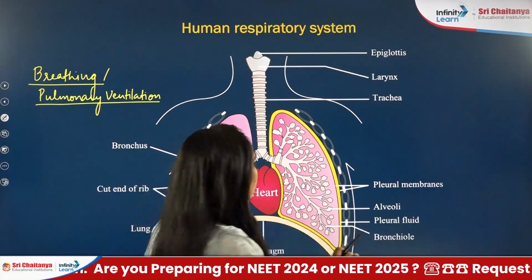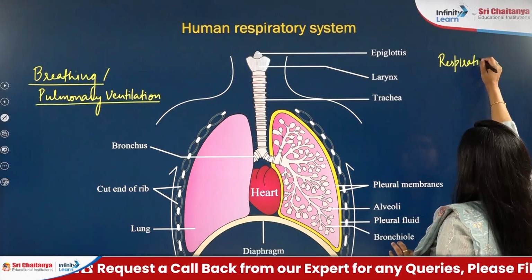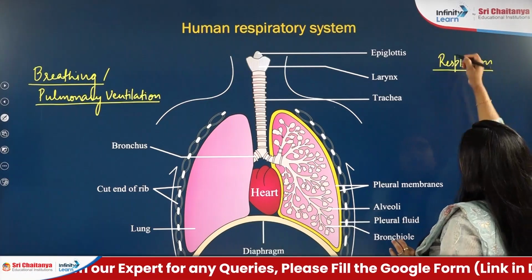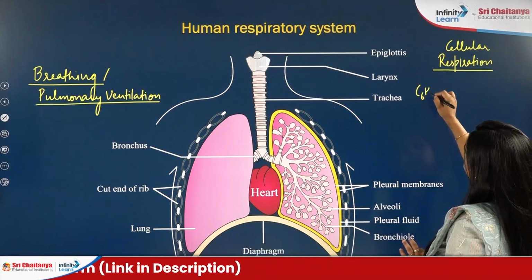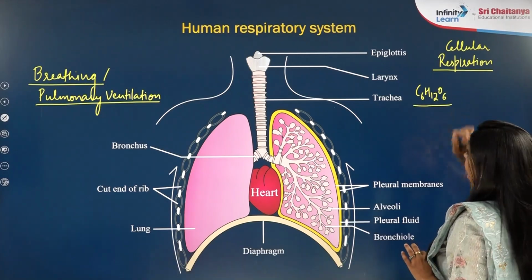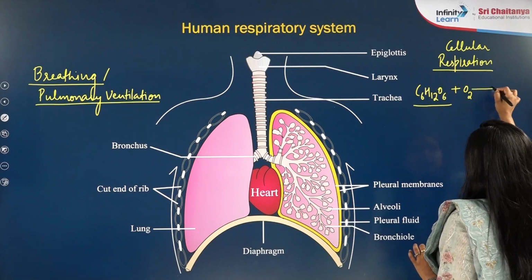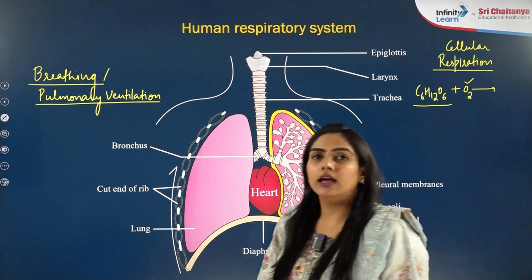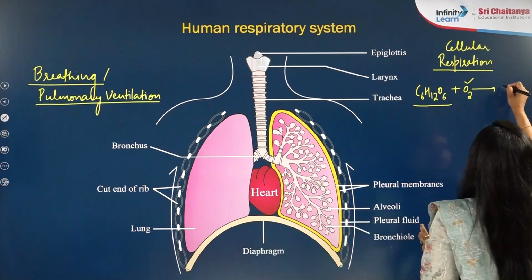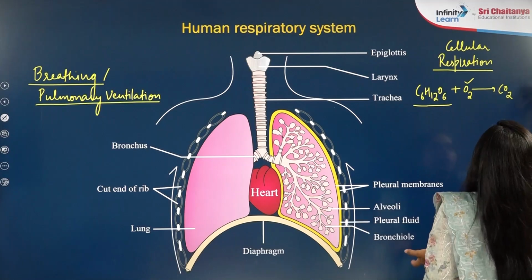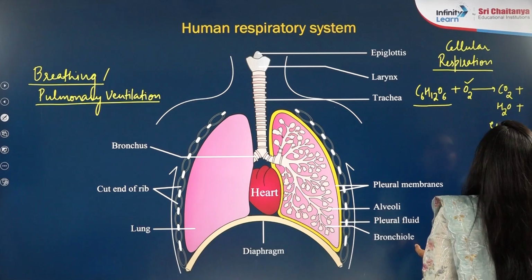What is respiration? Simply, what is respiration? Respiration means we are going to ultimately talk about cellular respiration. That means in the cells of our body there is glucose, right? And that glucose is going to be broken down in the presence of oxygen. This is aerobic respiration, right? So in the presence of oxygen, this glucose will break down into carbon dioxide, which we do not want, we will release it out, and water and lots of energy.